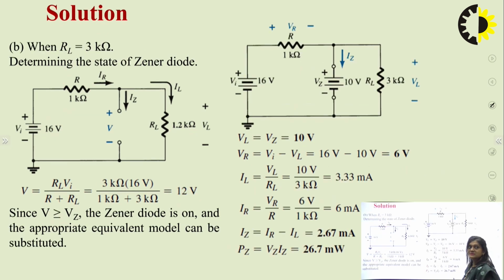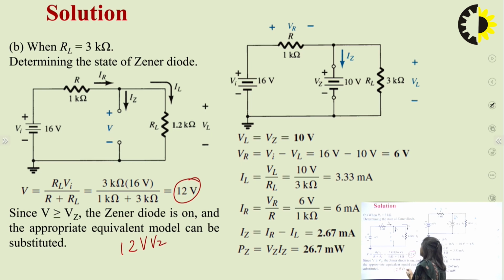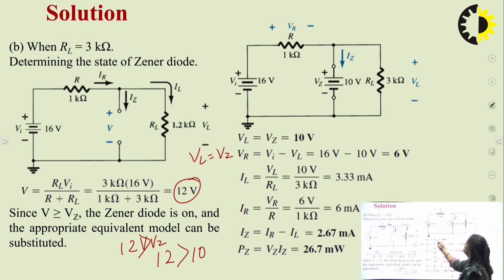Now this is the second case when RL is 3 kilo ohm. Here we will substitute 1.2 with 3 kilo ohm, and by solving we have obtained 12 volt. Now 12 volt is greater than VZ. VZ value is given as 10 volt. So 12 is greater than 10. So in this case VL would be equal to VZ, that is 10 volt. VR value would be equal to 16 minus 10, so it will be 6 volt.